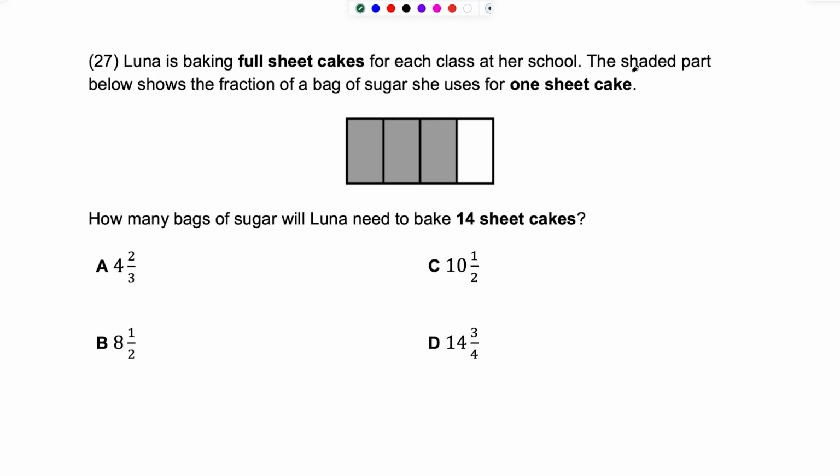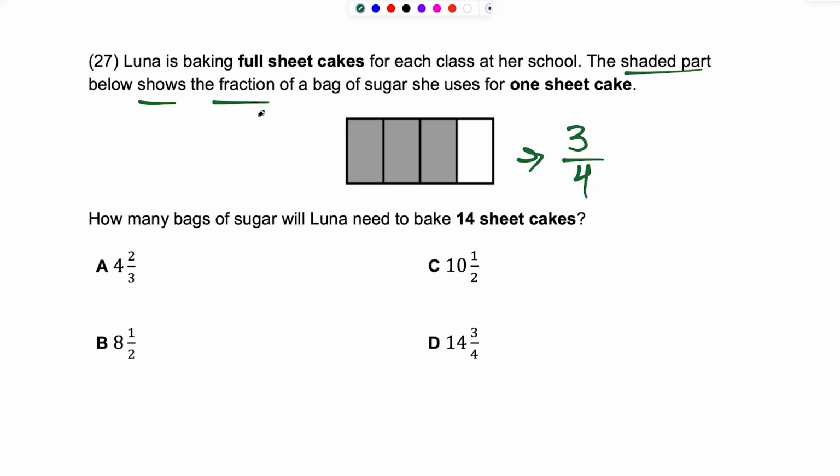And the first thing that jumps out is the shaded part below shows the fraction of a bag of sugar. So the shaded part shows the fraction. So let's turn this shaded diagram here into a fraction. Notice there's 1, 2, 3, 4 equal pieces, and 3 out of 4 of those pieces are shaded. So the fraction we're dealing with here is 3/4. If we reread this sentence with the 3/4, that'll take us to the next step.